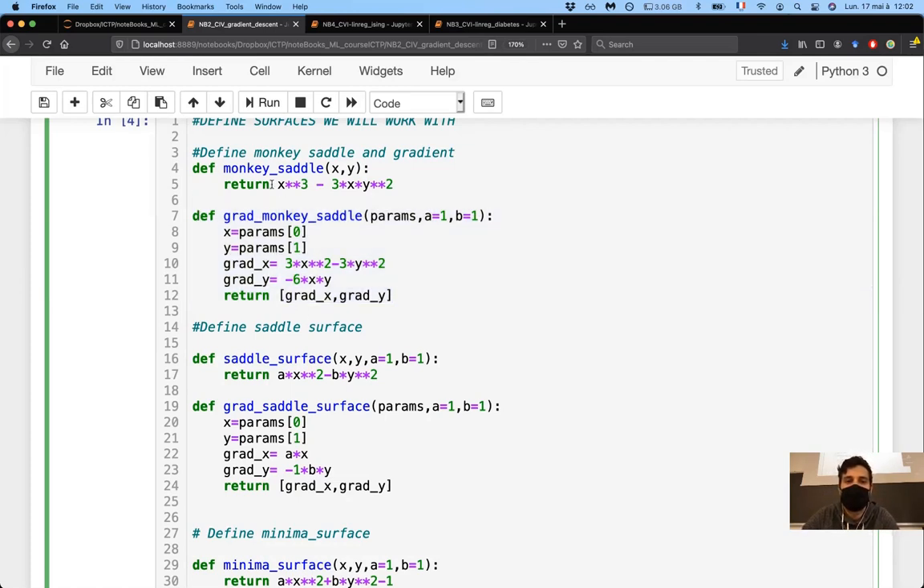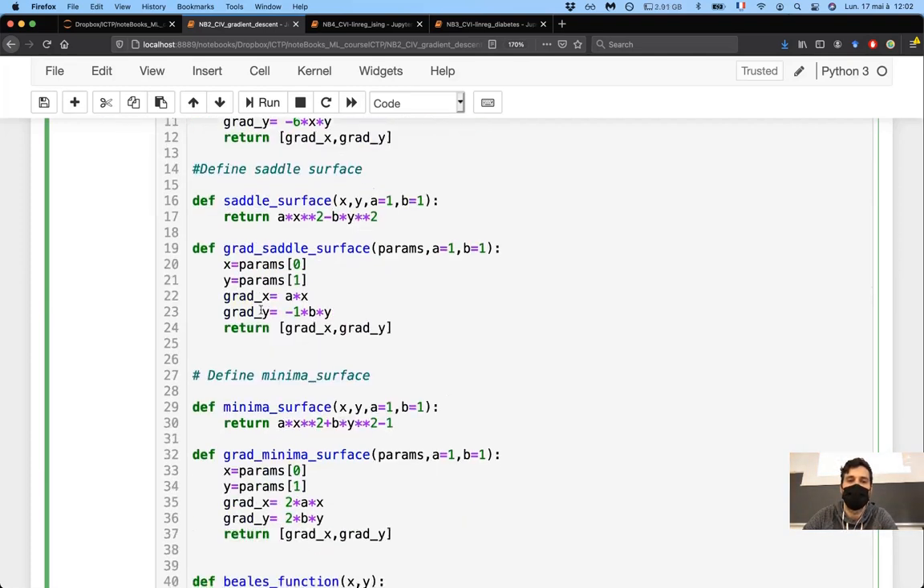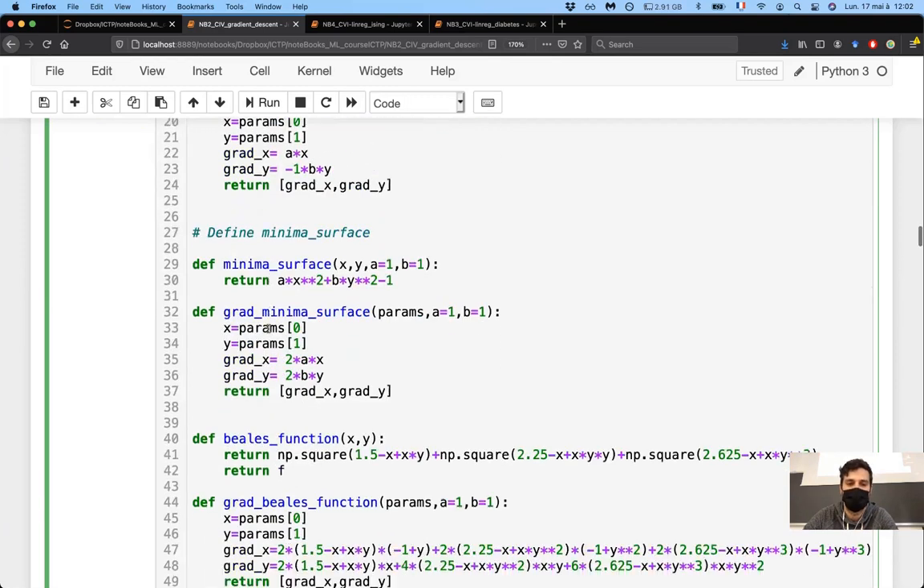So you see, for example, that this monkey saddle, which is defined in some way, has a term which is cubic in X, and indeed in the gradient with respect to X, we have 3 times X squared that appears. And here, the gradient with respect to Y is just 3 times Y squared, which is indeed appearing here, okay? These are just computing gradients. This is the same for other surfaces, okay?